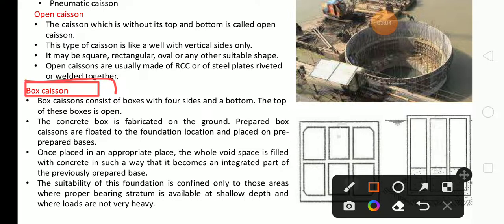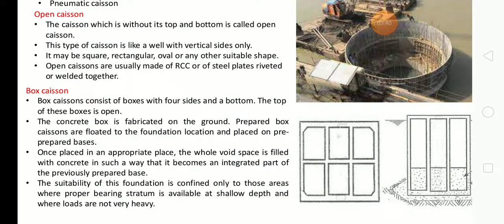The concrete box is fabricated on the ground, floated to the foundation location and placed on the prepared base. Once placed in the appropriate place, the whole void space is filled with concrete in such a way that it becomes an integrated part of the previously prepared base. The suitability of this foundation is confined only to those areas where proper bearing stratum is available at shallow depth and where loads are not very heavy. So this is all about the box caisson.